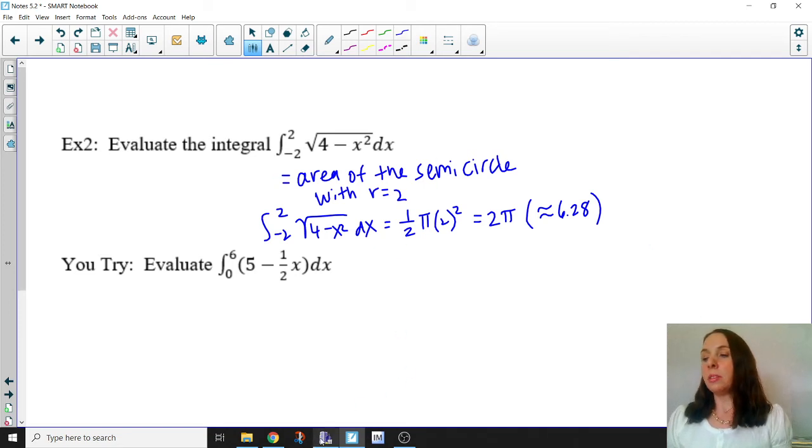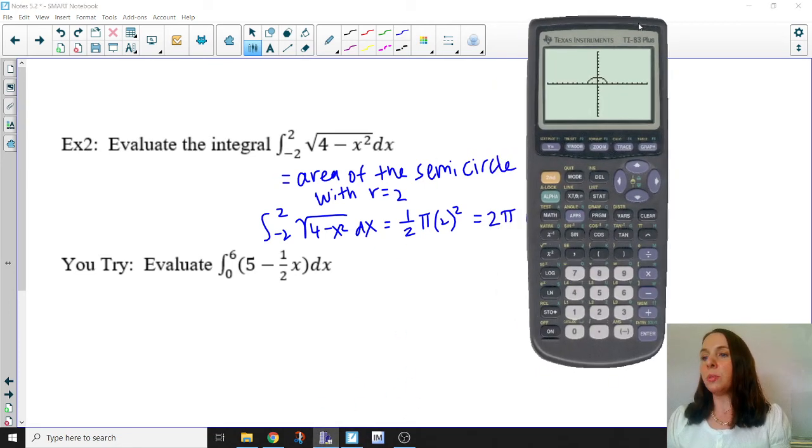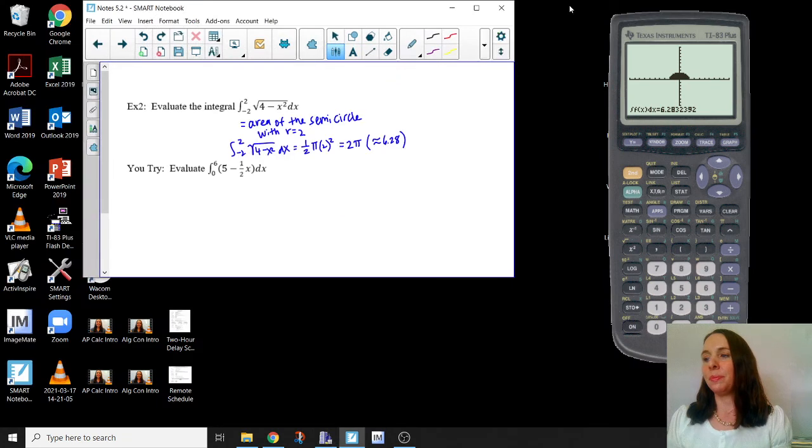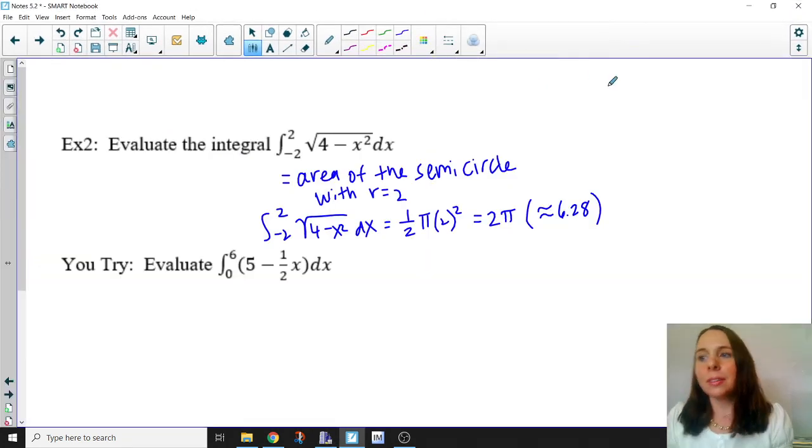Now, keep in mind, we do have two very easy ways to check our answer to be sure that we're right. Since I'm in the graph here, I'll review that graphical way. You can hit second trace. Option number 7 is your integral option. And then you need to give the limits of integration. Lower limit first, -2. Upper limit second, that's +2. And let the calculator do its magic. I like how it shades it. And there it is, 6.28. Yay, we did it.